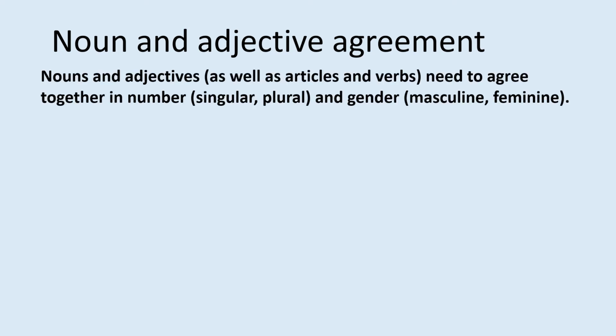So we also have to agree the noun and the adjectives. Nouns and adjectives, as well as the articles like el, la, un, una, and the verbs, need to agree together in number, being singular or plural, and gender, being masculine or feminine. So let's see some examples. La geografía es divertida. Geography is fun.